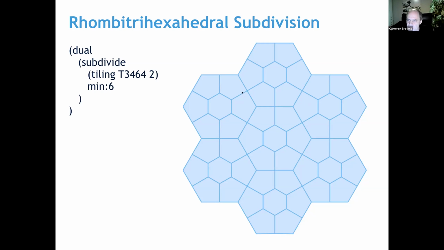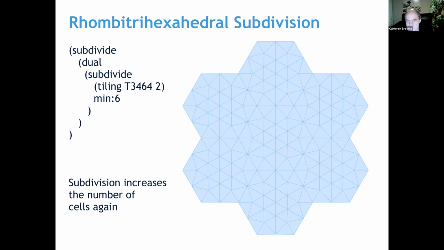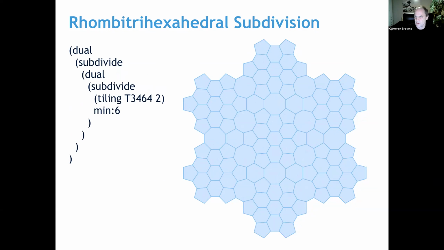And this is quite a nice board. It has relatively uniform cells. The cells are either 5 sides or 6 sides. They're nice and regular. If we subdivide again and take the dual again, we get this board I hadn't seen before. It looks like it might make an interesting game board.